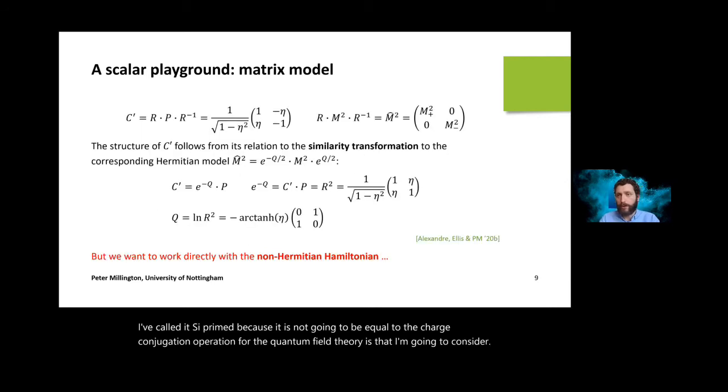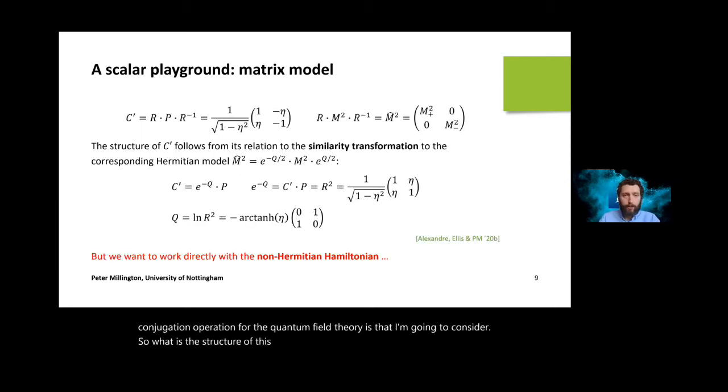So what is the structure of this C prime matrix? Well, it's related to the matrix that transforms this mass matrix into its diagonal form. Now, because that mass matrix is not Hermitian, that matrix is not orthogonal. So this is not a rotation. Instead, it's a similarity transformation, which is something we might have expected. So the C prime matrix essentially is written in terms of the matrix that transforms us to the mass eigenbases.